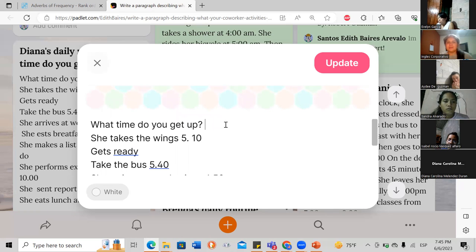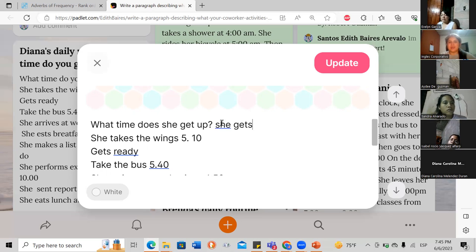¿Cómo sería la respuesta? Ay, sí, ok. Si usted está respondiendo, hagámoslo como que yo me estoy preguntando a qué hora se levanta ella y ella me responde. Digamos, what time does she get up? She gets up at 5 a.m. Esa sería la respuesta que yo recibí de ella. Yo estoy informando lo que ella me dijo. She takes the wings. ¿Qué significa esto?